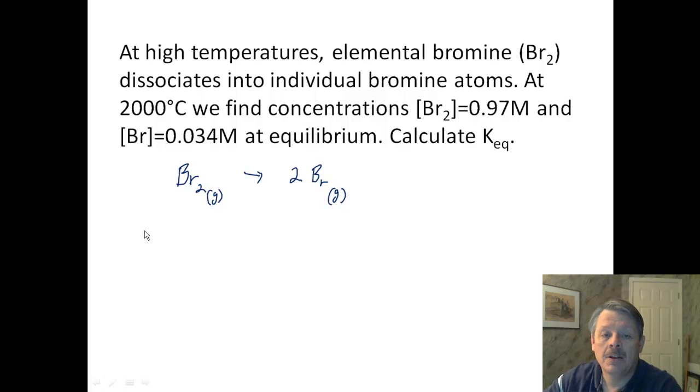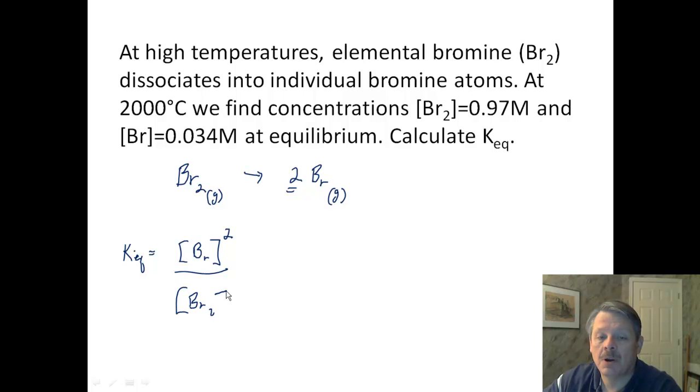All right, so what's our equilibrium constant? Well, our equilibrium constant is going to be the concentration of Br, and because there are two of them, remember it's always the products over the reactants, divided by the concentration of Br2. All right, well, we have some numbers now. We're told that our concentration of Br2 is 0.97 molar. And our concentration of our gas is 0.034 molar.